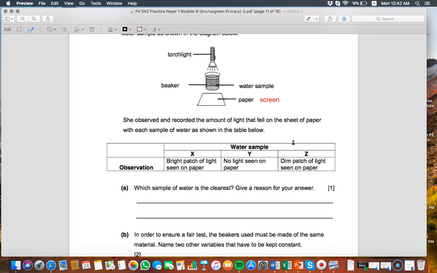So for X, she observed that a bright patch of light was seen. This meant that the water sample allows most light to pass through. Am I right? It allows most light to pass through. Okay, so we write here, allows most light to pass through. That will be for X.